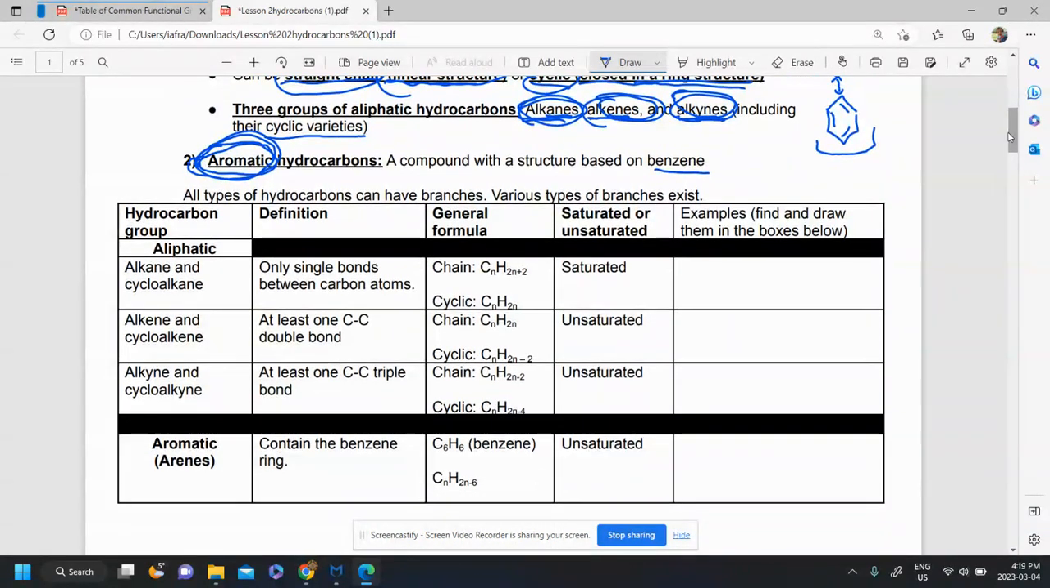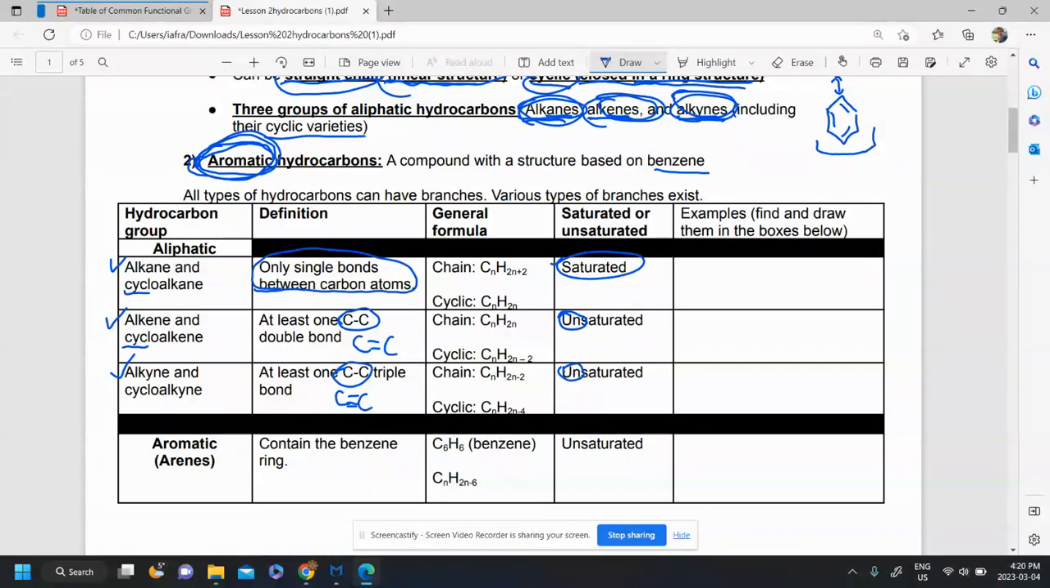So let's take a look at the aliphatic hydrocarbons in a bit more detail and see how they compare to each other. As I mentioned, aliphatic hydrocarbons include the alkanes and their cyclic varieties that we call cycloalkanes. They include the alkenes and their cyclic variety called cycloalkenes, and alkynes and their cyclic varieties called cycloalkynes. The alkanes are only single bonds, and they are saturated. The alkenes have to have at least one carbon-carbon double bond in it, and they are unsaturated. And the alkynes have to have at least one carbon-carbon triple bond in it, and they are unsaturated as well.